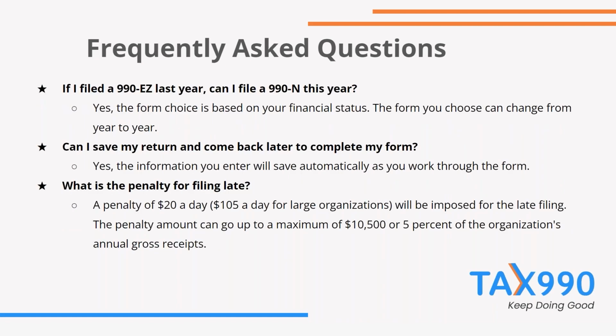We get a lot of questions on which form to file. Your form is based off your financial status of the year. So if you filed a 990 EZ last year, can you file a 990 this year? If your financial activity changes from year to year, your form type may also change. If last year you made over $50,000 in gross receipts and filed the 990 EZ, and then this filing season you made less than $50,000 in gross receipts, you may qualify for the 990 N. You don't have to file the same form year after year. It is specifically based on your financial status.